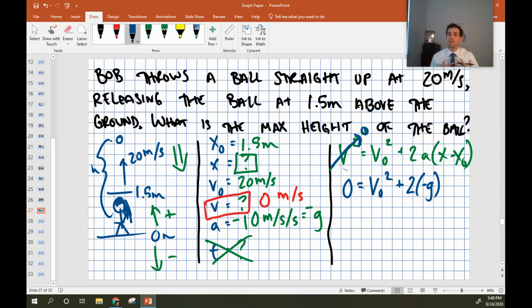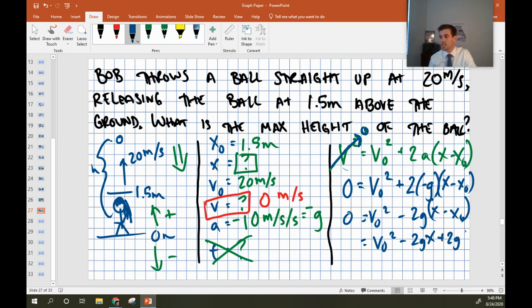We want to get in the habit of plugging in variables, but not numbers. And then we have x naught, that's 1.5. Oops, I probably shouldn't plug that in yet. Sorry, bad example, Mr. Terrell. We'll leave that out for now, and we'll just say we have x minus x naught. Okay, so let's simplify this a little bit. This becomes v naught squared minus 2g times (x minus x naught). Let's distribute the 2g. That would become v naught squared minus 2gx plus 2gx naught.